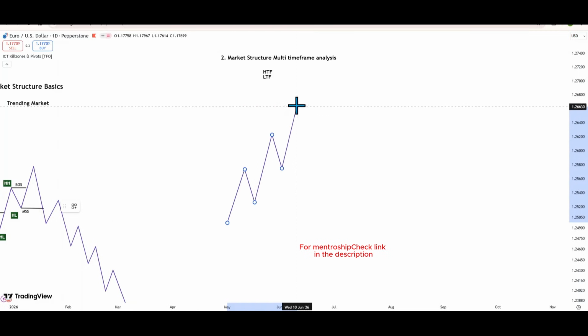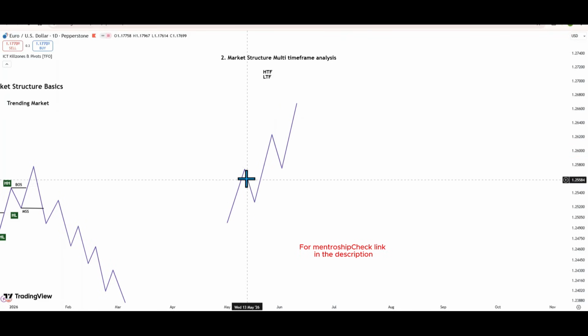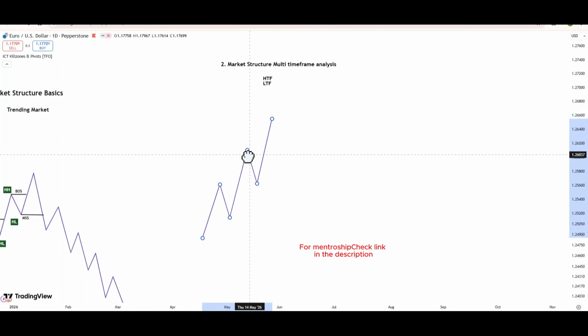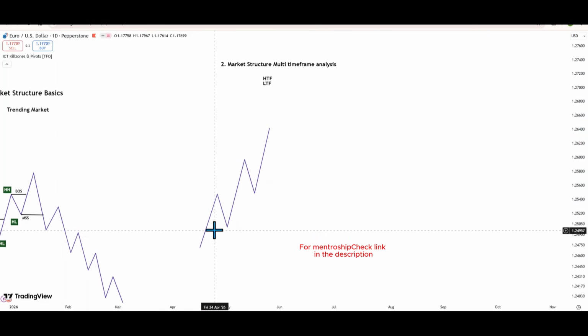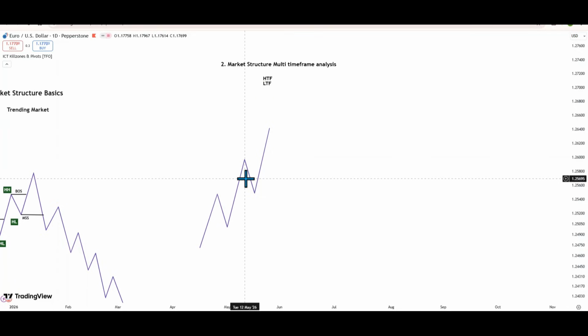This could be a daily time frame. So the market is making higher highs, higher lows, higher high, higher lows, higher high. So we are breaking structure to the upside. So I want you to understand that when you have this bullish structure on the higher time frame, if you move to the lower time frame, the picture is different.